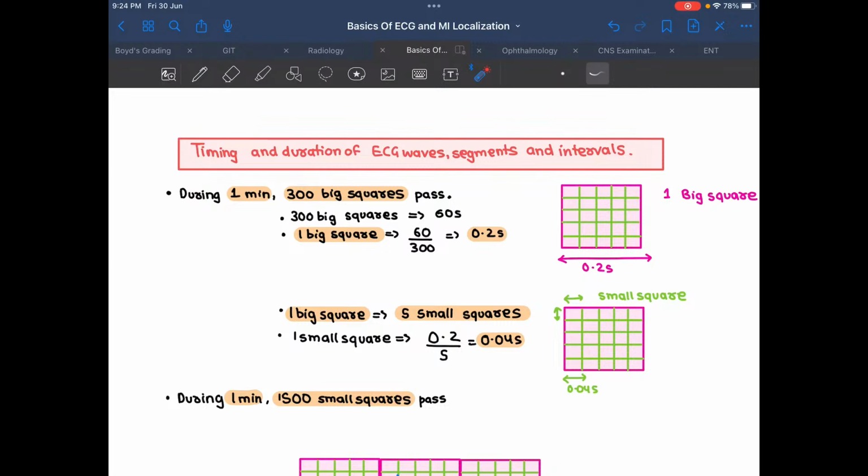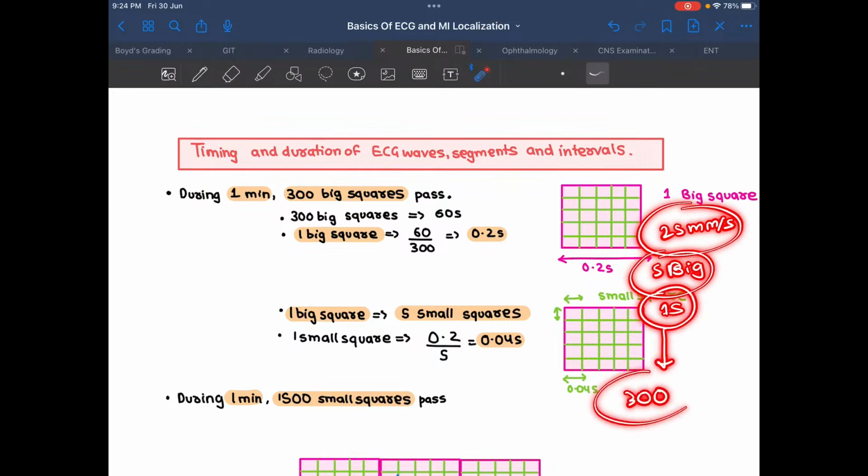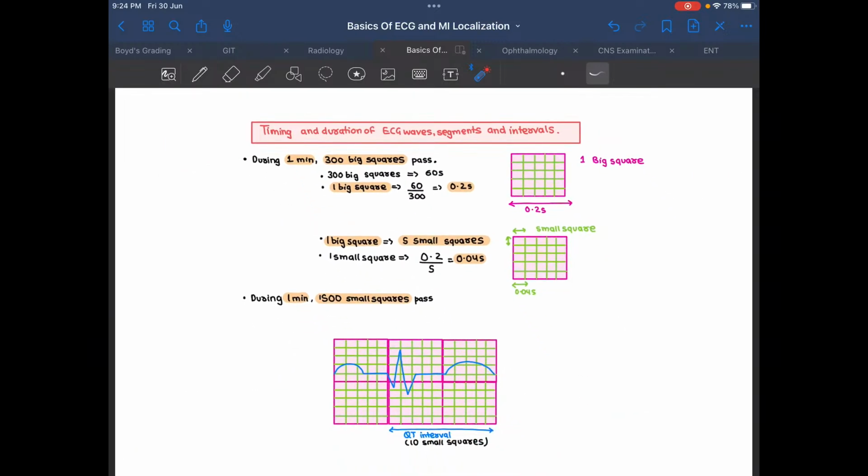So we saw that in 1 minute, 1500 small squares are getting crossed, and with a speed of 25 millimeters per second, I can say about 5 big squares are getting crossed in 1 second. So it's going to make up about 300 big squares getting crossed in 1 minute. So that is the standardization. And if I equate it, right? One big square is 5 small squares, and one small square is going to be 0.04 seconds. Okay, so one small square is 40 milliseconds, and one big square is 5 times that. That is 200 milliseconds for one big square. Okay? So it's 0.2 seconds or 200 milliseconds, and we're going to have 40 milliseconds.